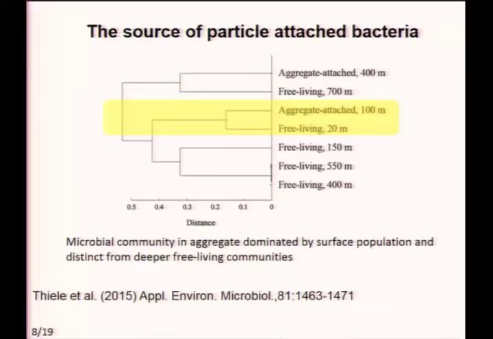And why I've highlighted this is because it shows you that the most closely related populations are between the population found on these aggregates at 100 meters, so that's material that has just been exported, but the free living population at 20 meters. And in fact, the aggregate attached population is more similar to this than it is to deeper populations, suggesting that a significant fraction of the bacteria attached to these aggregates has actually come from the surface rather than being in situ.